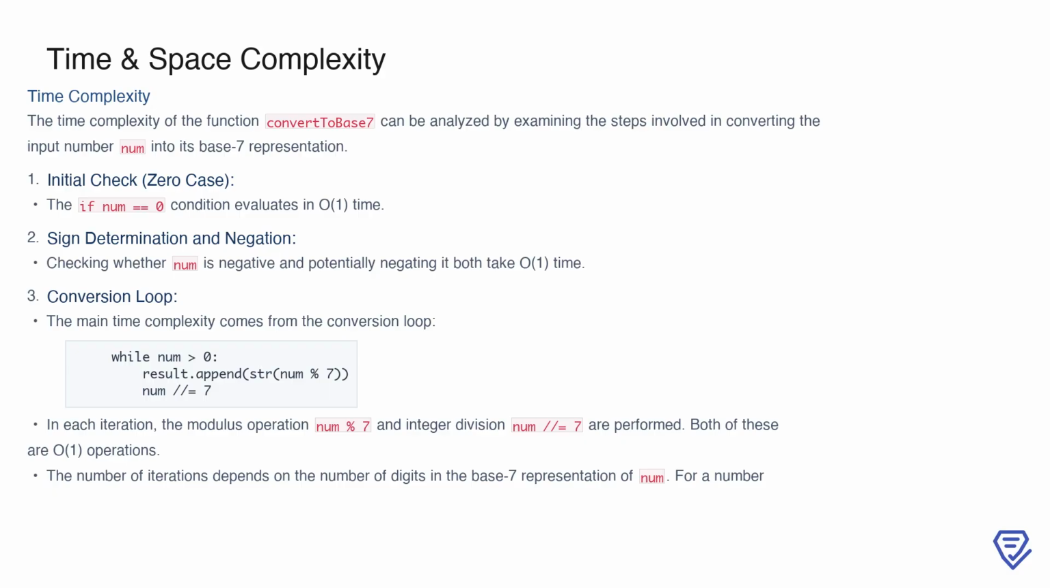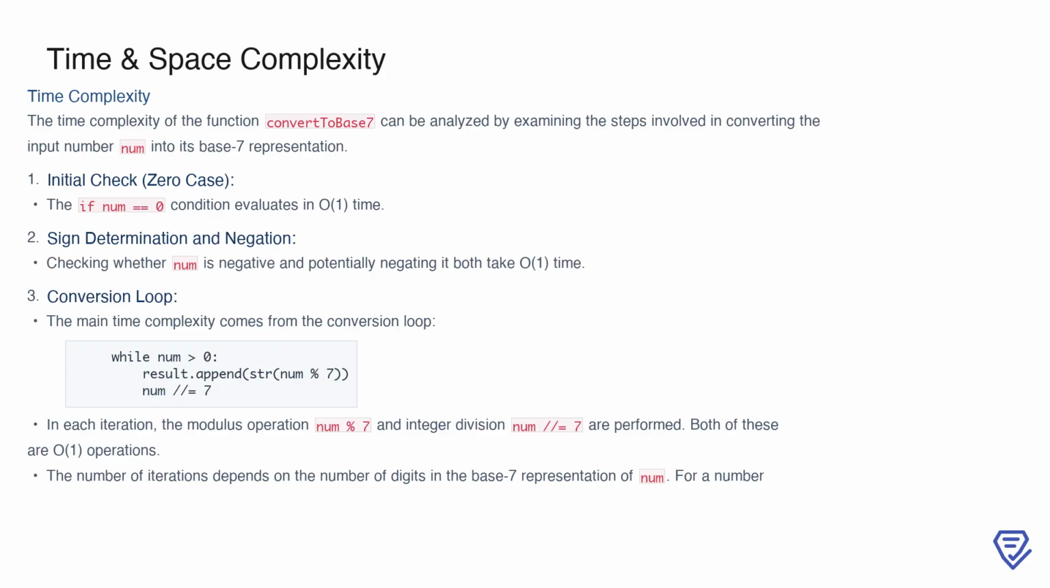Next, we determine whether the input number is negative, and if so, negate it. These are also constant time operations, so they do not add significant complexity. The main part of the function lies in the conversion loop. Within this loop, we repeatedly calculate the modulus of the current number by 7 and append the result to a list, followed by performing integer division to reduce the number. Both the modulus and integer division are constant time operations, O(1), for each iteration.